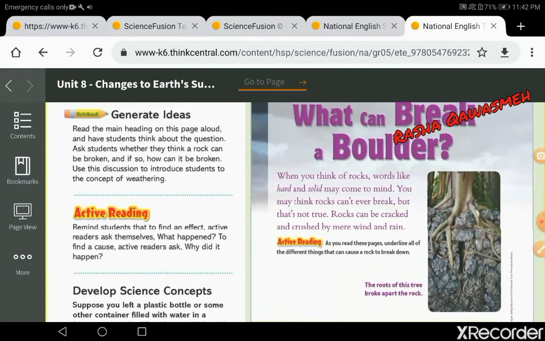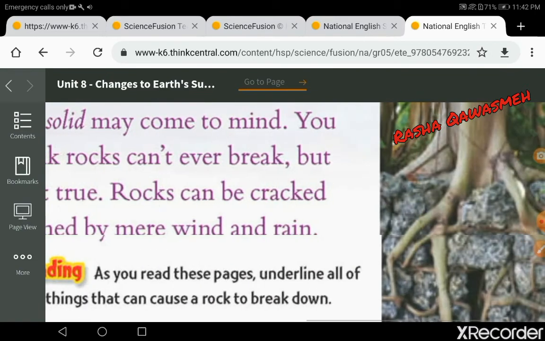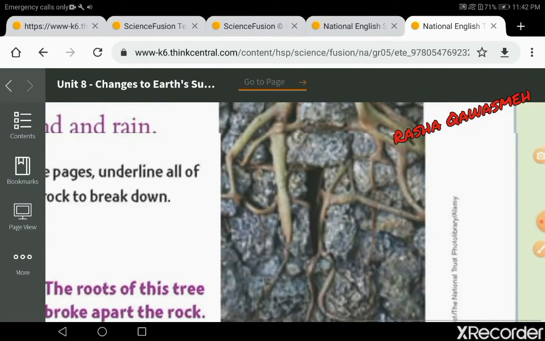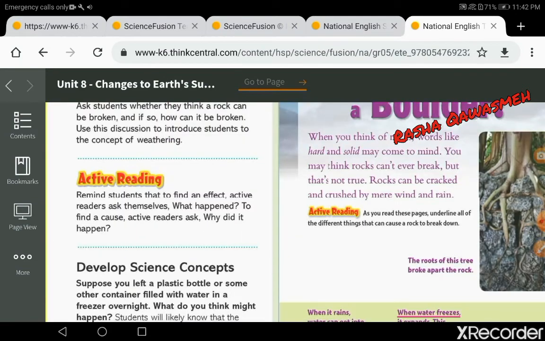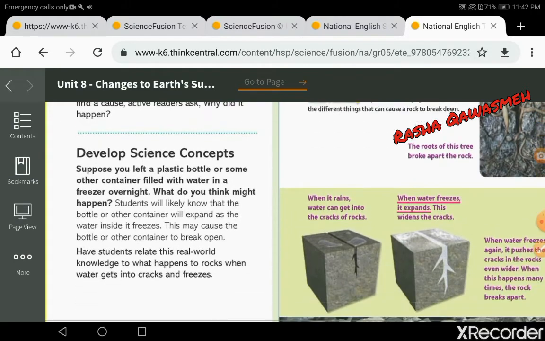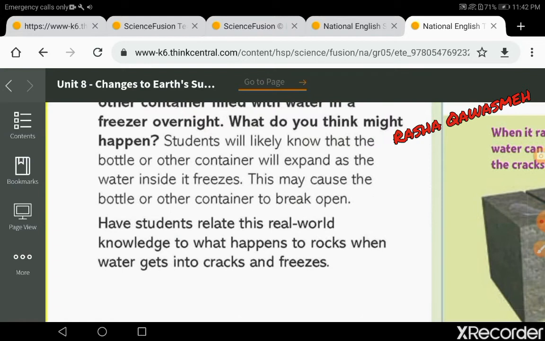Okay, first, do you see this tree? Where does it grow? On rocks. Okay? Do you think the roots of the tree break the rocks? Yes, as you can see here. As the tree grows, it breaks the rocks. Its roots break the rocks.